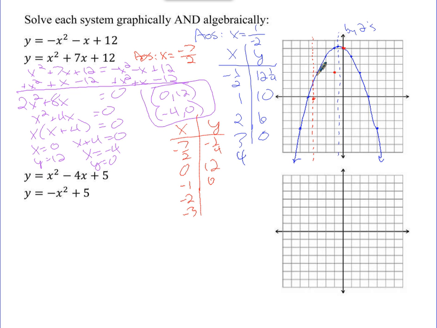I can reflect it. 1, 2 and a half. I can reflect this one. 1, 2, 3 and a half.